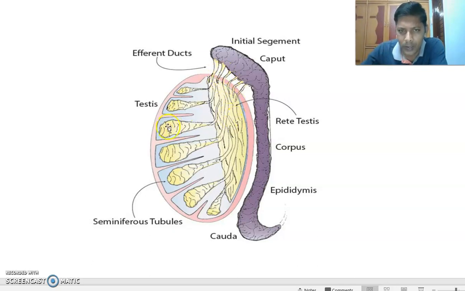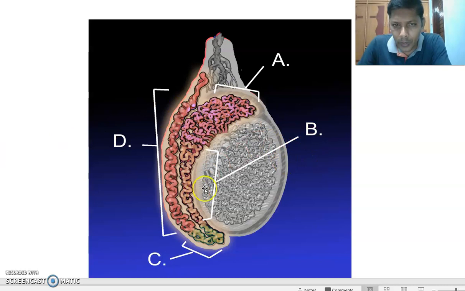This is the testis. These are the seminiferous tubules. The seminiferous tubules open into the efferent ducts, that means the vasa efferentia. You can clearly see here they are entering into the caput epididymis. The epididymis has three parts. You can see the A part. This is called the caput epididymis, like a head cap. We keep a cap on the head.